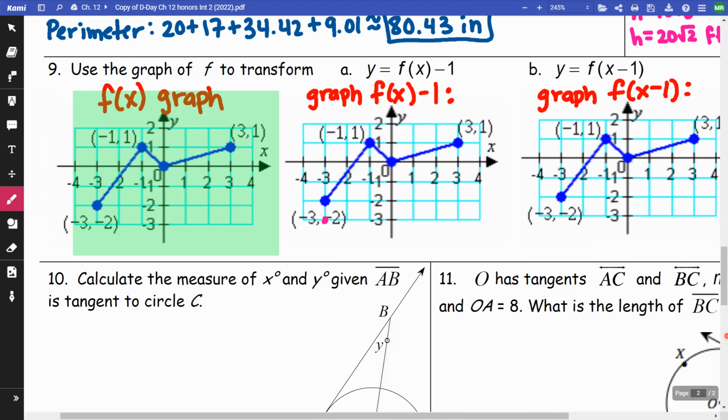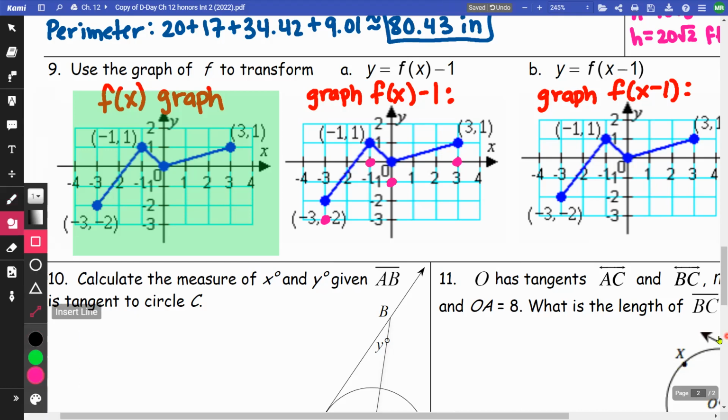So we're going to have a point down here. We're going to have a point here. We're going to have a point here. And we're going to have a point here. It drops each of them down 1. And then I'm going to connect it.